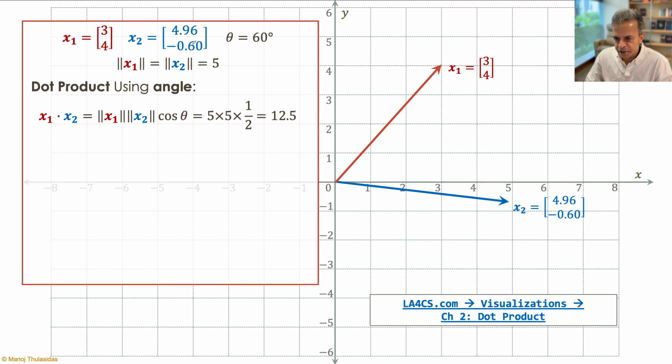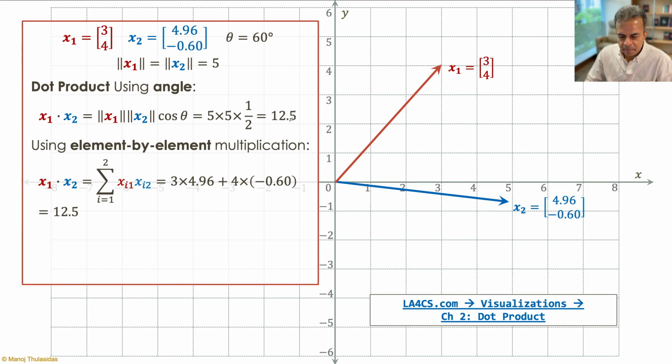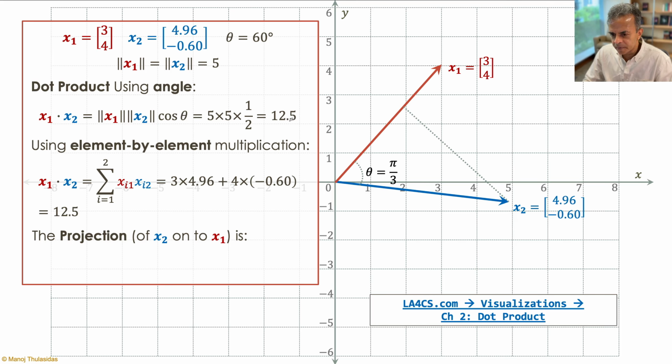Let's take the dot product using angles. So it's going to be 5 times 5 times cosine of 60 degrees, which is half. So you get 12 and a half. And by the element by element multiplication, you will get the same thing. Obviously, you have to, because there's only one mathematical truth. And now the projection of x2 onto x1, that is going to be 2.5. It doesn't really quite look like 2.5 in my picture here because it's not drawn to scale. My grids are not square but rectangular.